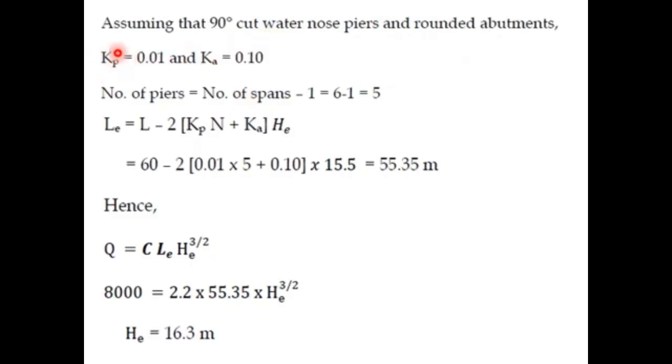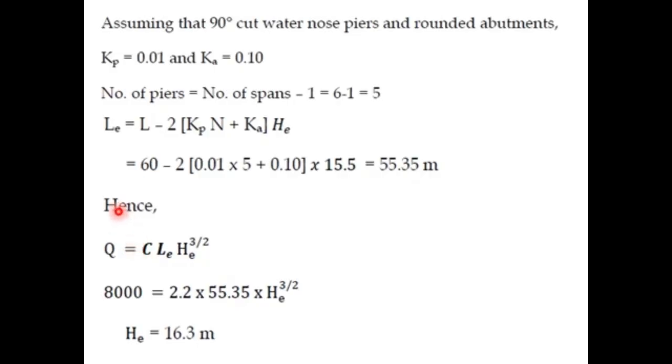Now assuming that there are 90-degree cut water nose piers and rounded abutments, from the table we can take the contraction coefficient for the pier, Kp, as 0.01 and the contraction coefficient for the abutment, Ka, as 0.1. The number of spans is 6, so the number of piers N is 6 minus 1, which is 5. So we can calculate the effective length. Knowing L, Kp, N, Ka, and HE calculated from the previous step as 15.5, the effective length comes to about 55.35.